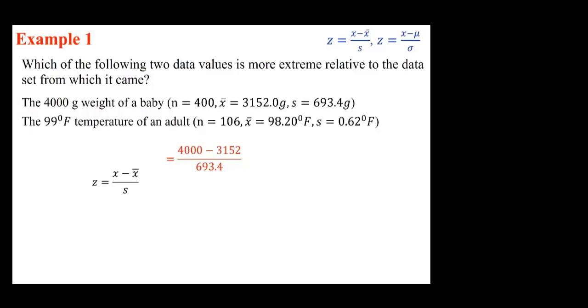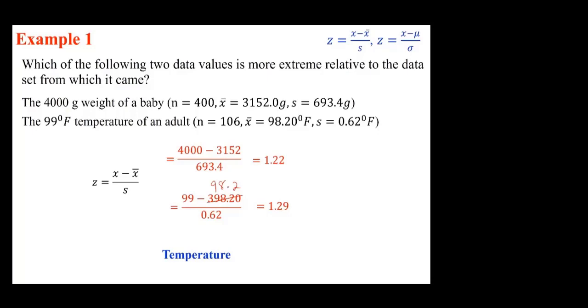It doesn't come into play here. And you have the answer. The second one, the x value is 99 minus x bar, 98.2, divided by s, which is 0.62, 98.2, and you calculate it. And obviously, the second one is larger, has a larger z-score, which is the temperature. Sounds good. Just make sure that number is changed to 98.2.